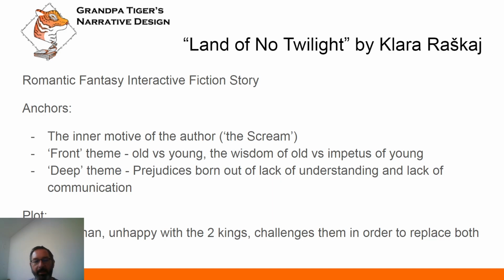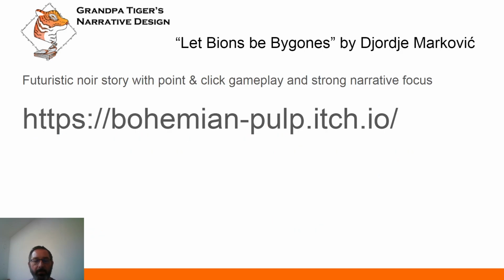the plot is that there's a young woman in a fantasy kingdom, but not really humans. They're related to plants or something. There are two kings, a day king and a night king, and everyone's unhappy with these kings. She wants to replace them both, and she can end up romancing one or both. So that's the basic of the game.